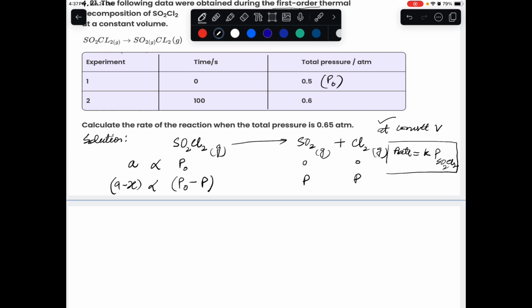Why? Because at a given time, the second observation that they have given at 100 seconds, here they have given the total pressure. So this total pressure, that is P total, is the total pressure of your sulfonyl chloride, that is P0 minus P, plus partial pressure of sulfur dioxide plus partial pressure of chlorine gas produced. So we will be getting here the value P0 plus P. Okay, or we can say that P is equal to P total minus P0. Suppose this is our first equation.